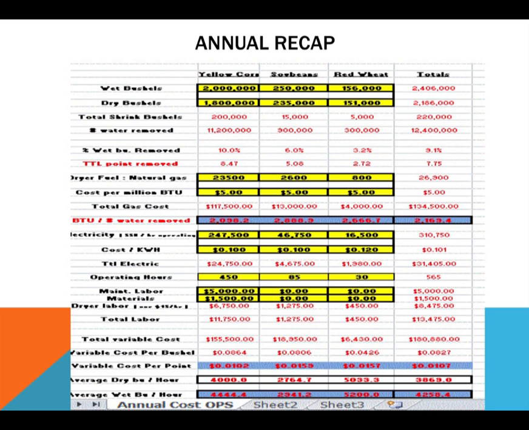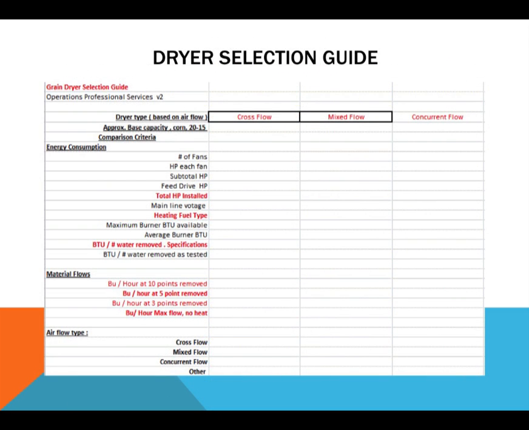Yes? Are you tracking humidity outside and ambient temperature? No. This is, admittedly, not as scientific as it could be. Right. Yeah.